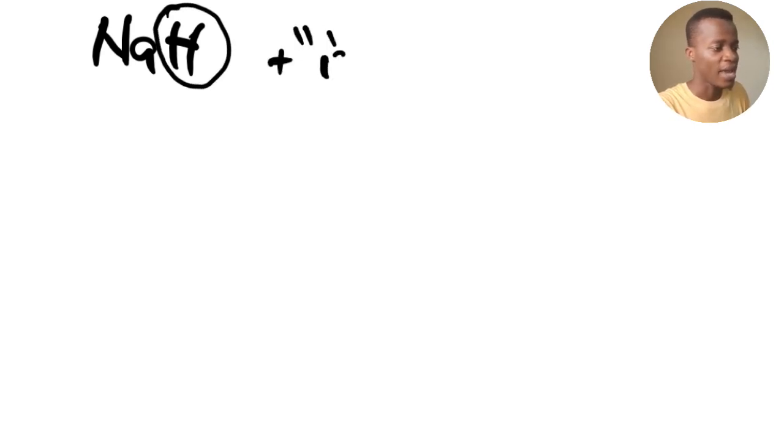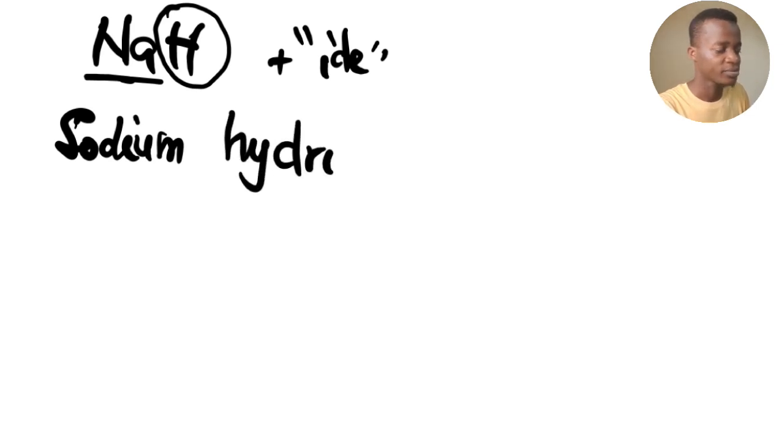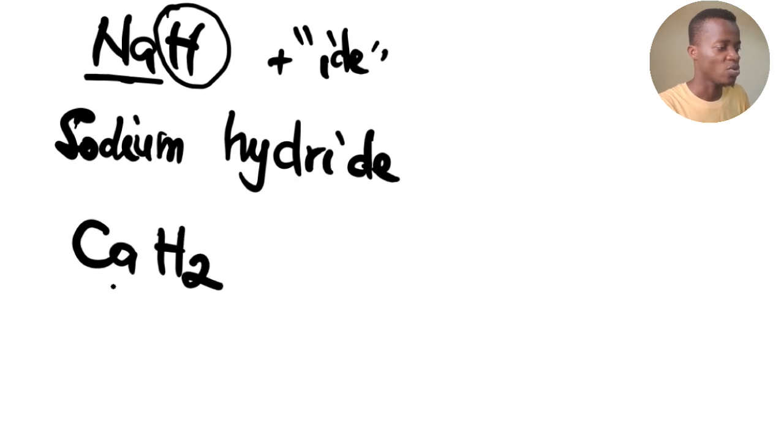For the non-metal part, we just add -ide at the end. That's what's going to happen. So this is going to be sodium. We are not going to put any oxidation number because it's a metal type 1 here. Sodium is a metal type 1. Sodium hydride. Hydrogen, the base name is hydr, the -ide becomes hydride. Sodium hydride. The same thing for calcium. So if you have calcium, CaH2, this is what you have. You become calcium hydride.